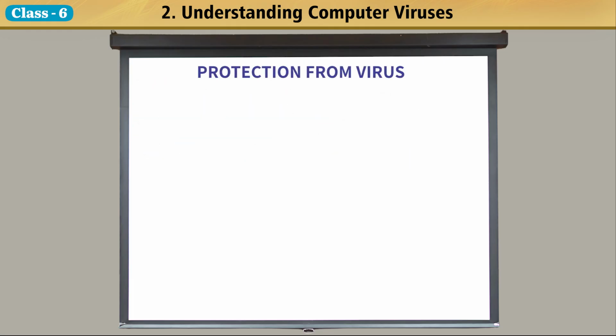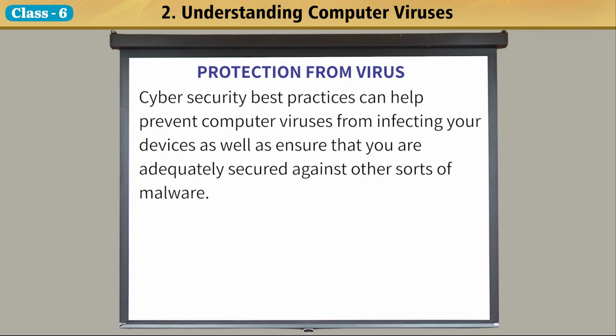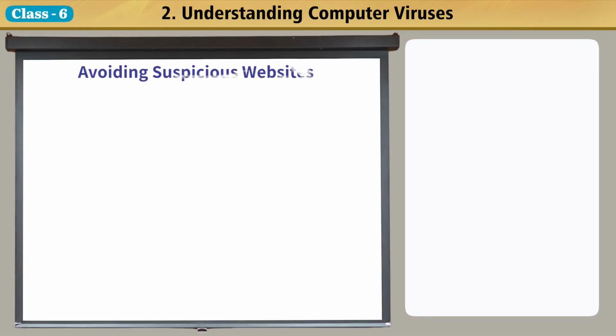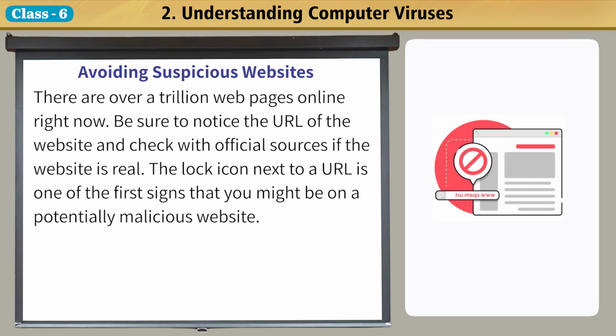Protection from virus. Cyber security best practices can help prevent computer viruses from infecting your devices as well as ensure that you are adequately secured against other sorts of malware. The greatest methods for avoiding computer viruses are as follows. Avoiding suspicious websites. There are over 1 trillion web pages online right now. Be sure to notice the URL of the website and check with official sources if the website is real. The lock icon next to a URL is one of the first signs that you might be on a potentially malicious website.